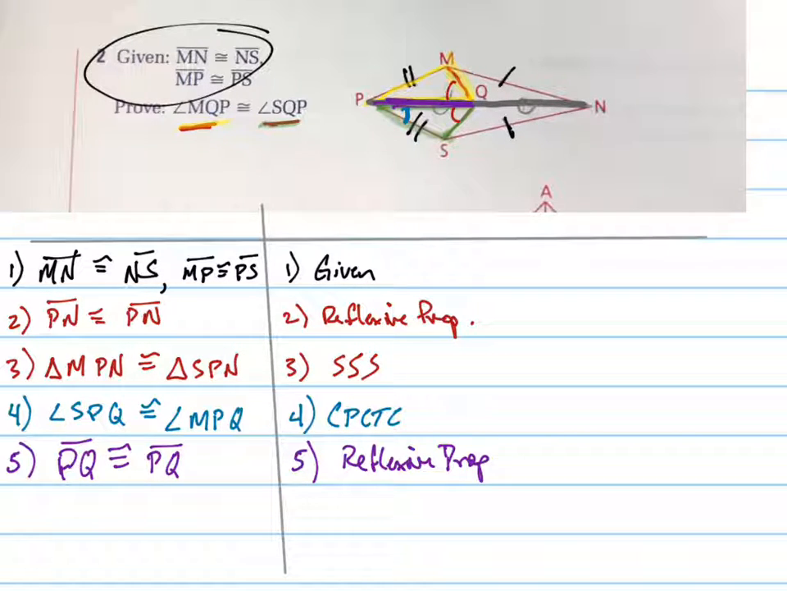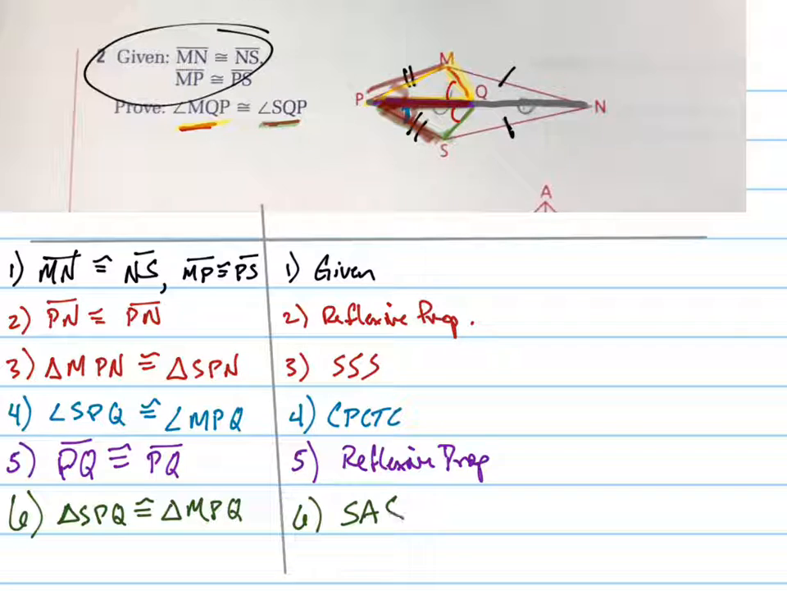Then do it yourself. And now that I have that, notice that I have a side, an angle, and a side. Side, angle, side. And therefore, I can prove that those two smaller triangles are equal to each other. So we're going to say, number 6, that triangle SPQ, that smaller one, is congruent to triangle MPQ. Make sure you're careful with how you label those letters too. And again, that's because of side, angle, side.